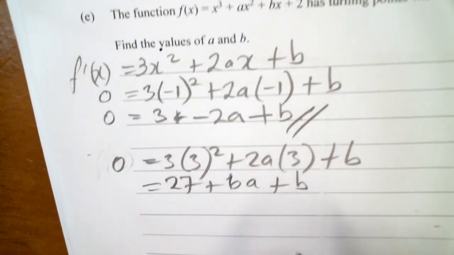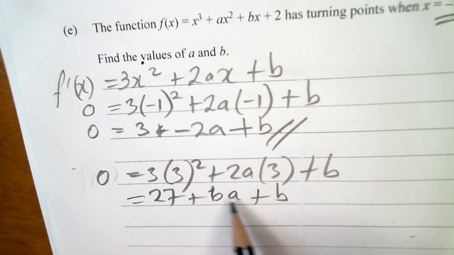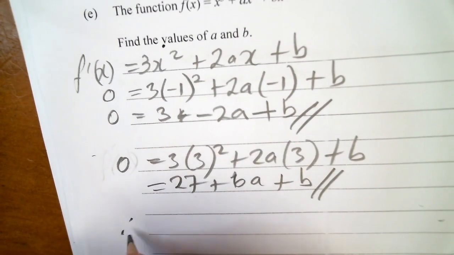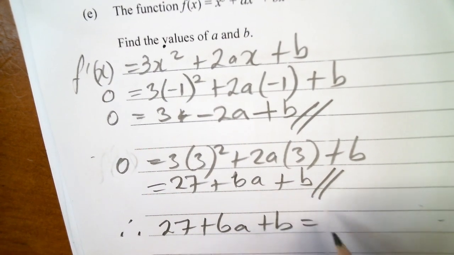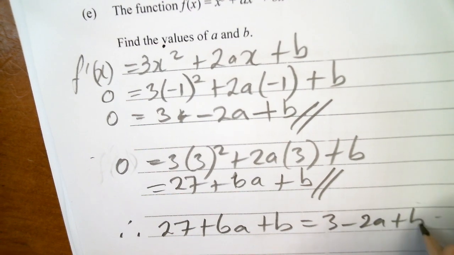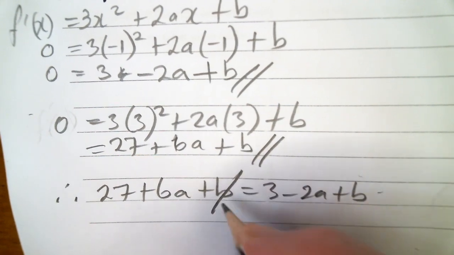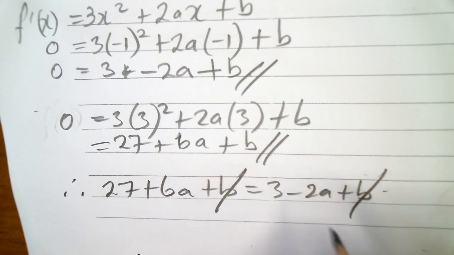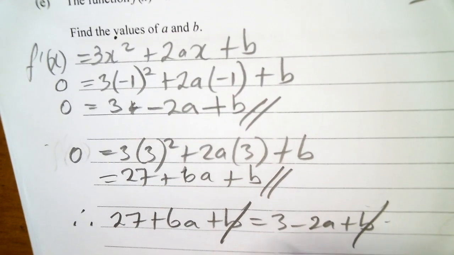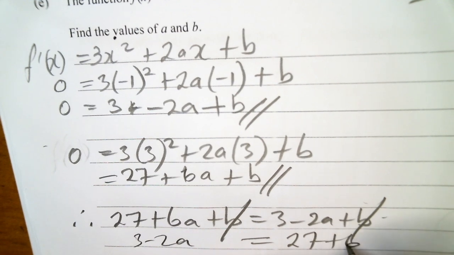Because this thing here and this thing here both equal 0, it means that this equals this. Therefore, I can say 27 plus 6a plus b is equal to 3 minus 2a plus b. The b's disappear now, we can subtract b from both sides. I'll put all the unknowns on the right-hand side, actually. So let's rewrite this: 3 minus 2a is equal to 27 plus 6a.